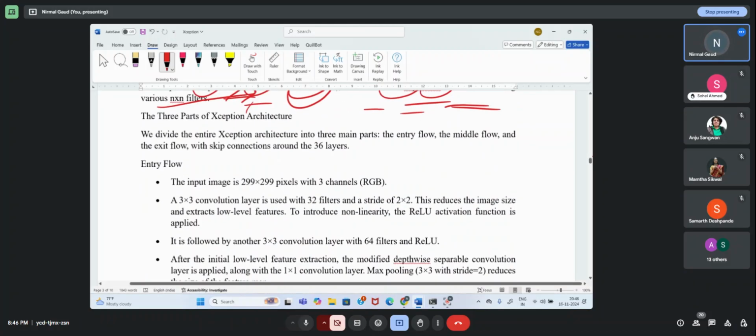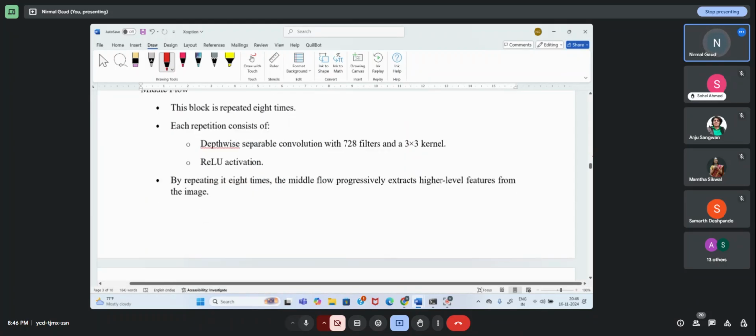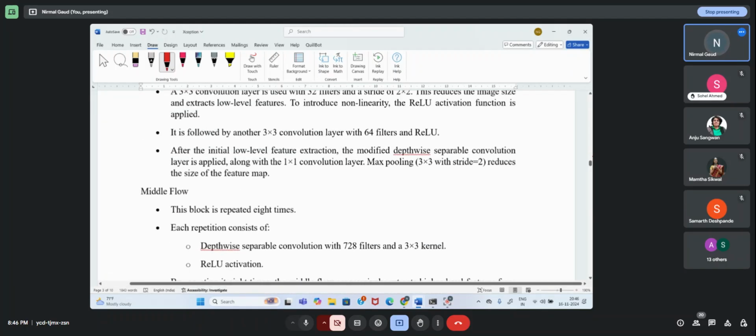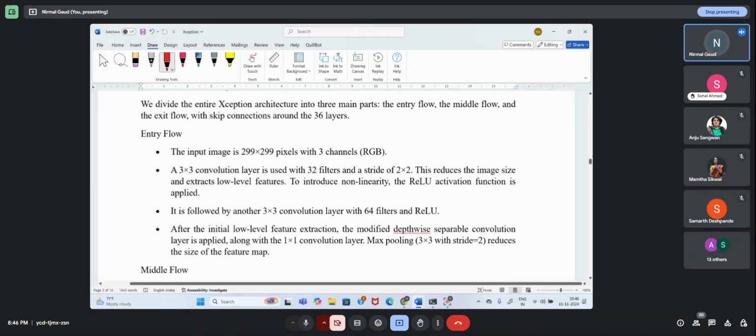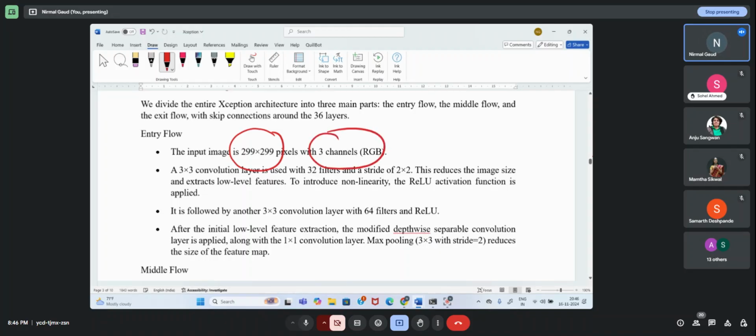And it has three parts in the architecture as we have seen above: entry flow, middle flow, and exit flow. Three flows it has. In the entry flow, you give the input image of 299, 299, 3. That is the expectation of your Xception architecture. Just like Inception v3, it also accepts this size of image.